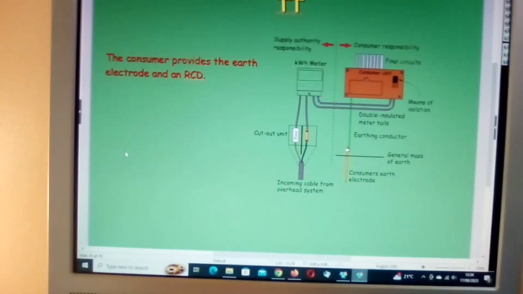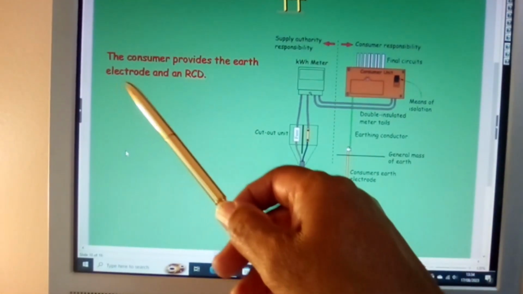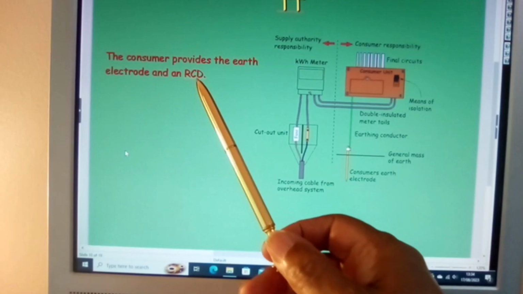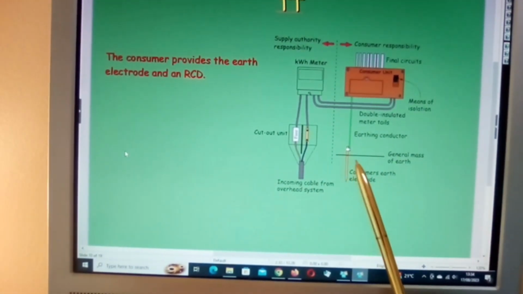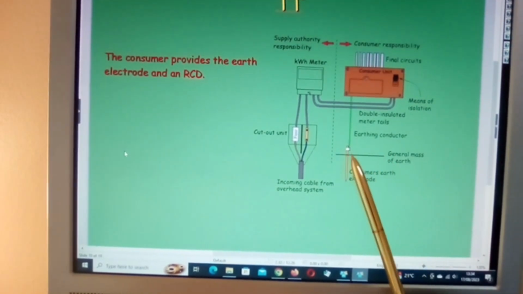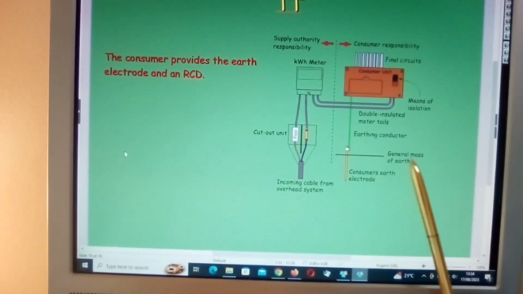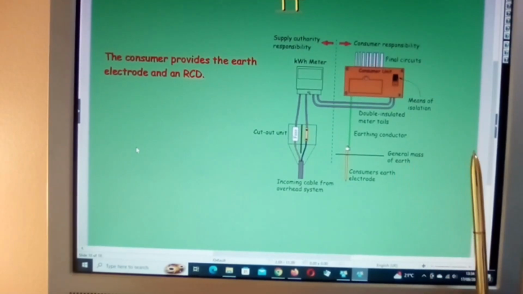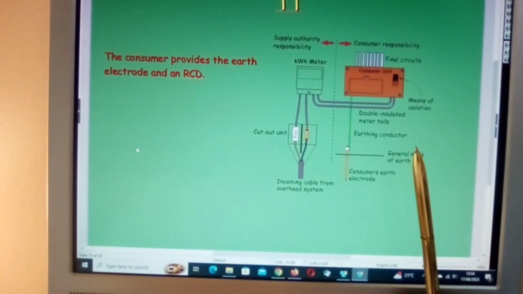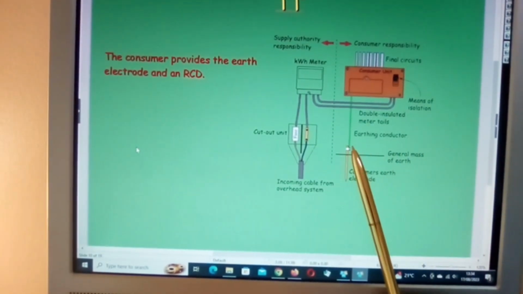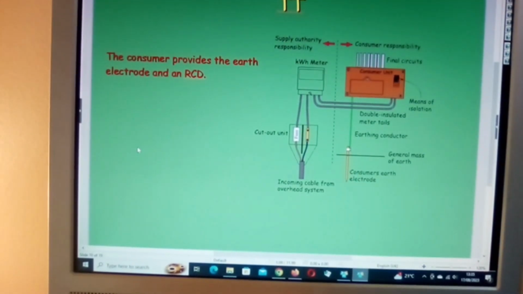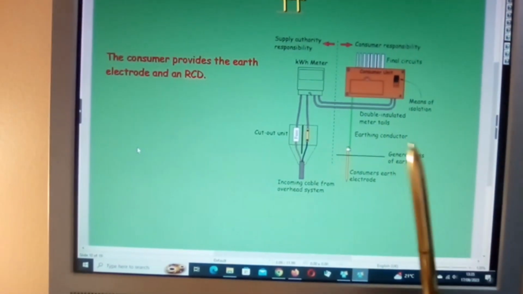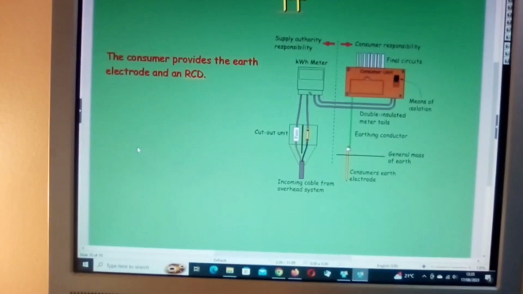TT system: the consumer provides the earth electrode and an RCD. Now obviously when you're putting in the earth electrode, you have to make sure that you have a good earth, because you may need to move the earth electrode to different masses of earth to get a good earth. That is very important. It is struck into the ground. This is normally used on farms or somewhere out in the country.